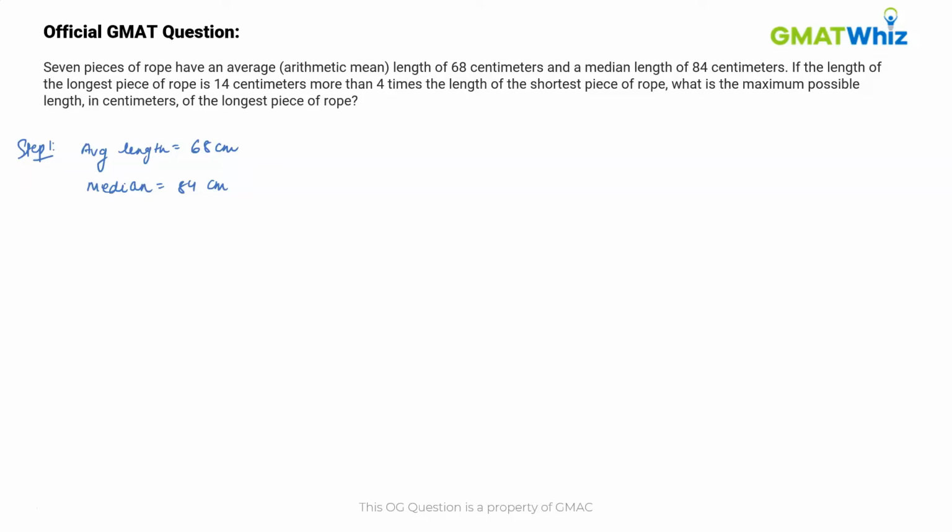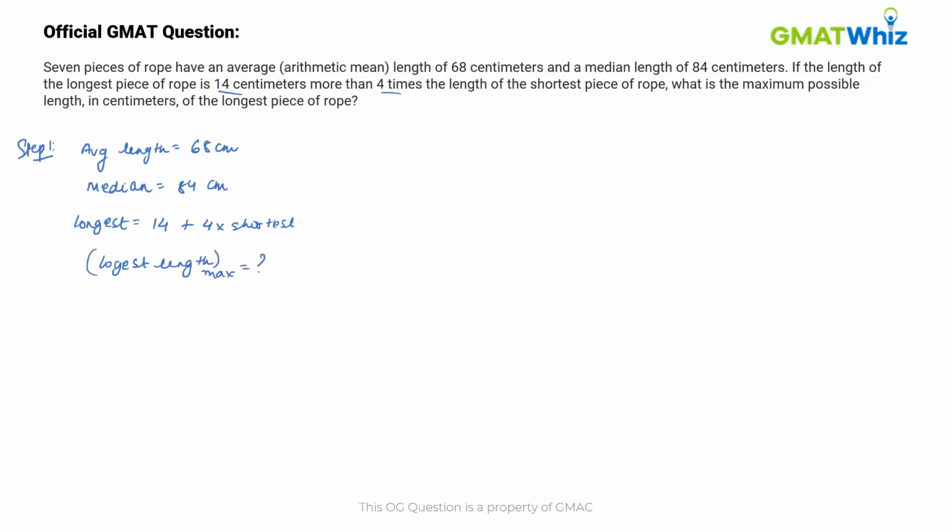We also have that the length of the longest piece of rope is 14 centimeters more than 4 times the length of the shortest piece of rope. Now, the longest is equal to 14 centimeters more than 4 times the shortest. We have to find the maximum possible length in centimeters of the longest piece of rope. So basically what the question is asking us to do is to find the longest length, but we have to maximize it.